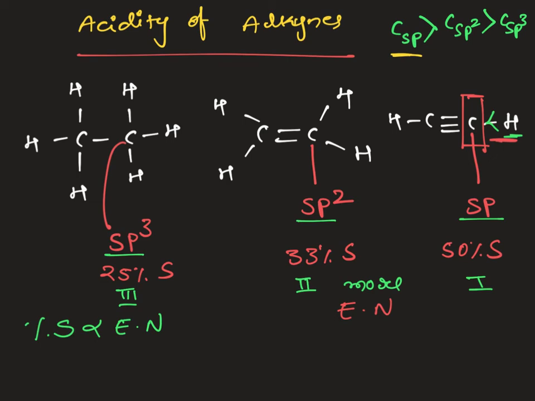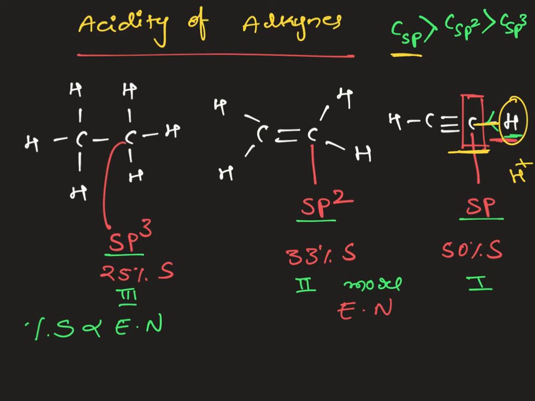Now this carbon is more electronegative, so the bonded pair of electrons is dragged towards the carbon side, and this hydrogen leaves as H plus. It easily releases H plus. That's why we say it has acidic nature. Alkynes have acidic nature due to the presence of sp carbon. sp carbon is more electronegative compared with sp2 and sp3 carbon, and holds the shared pair of electrons tightly towards itself. As a consequence, it releases H plus.